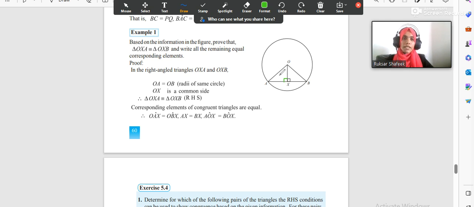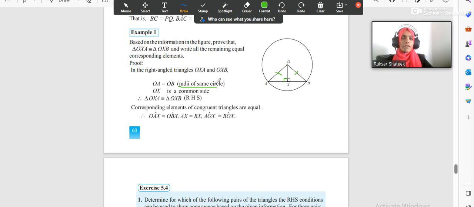The hypotenuse in this case is OA and OB, and they are equal because both of them are radii of the circle. Now, what is a radius actually? A radius is a line drawn from the center to the circumference. The center is O, and the circumference is this part here. So the lines drawn are OA and OB, so they are equal.